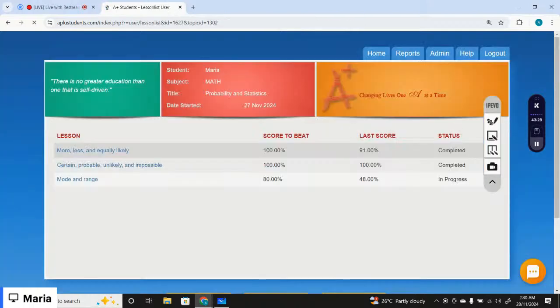So we were working on grade 1 math. We were working on the chapter probability and statistics. The lessons we have covered today are more, less, and equally likely; certain, probable, unlikely, and impossible; mode, and range. So please make sure before the next session you complete all the practice questions for the lessons we just did. That is your homework before the next session.